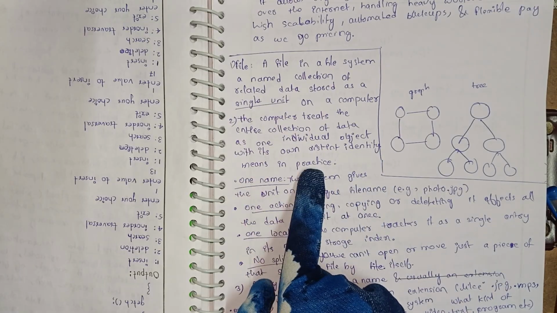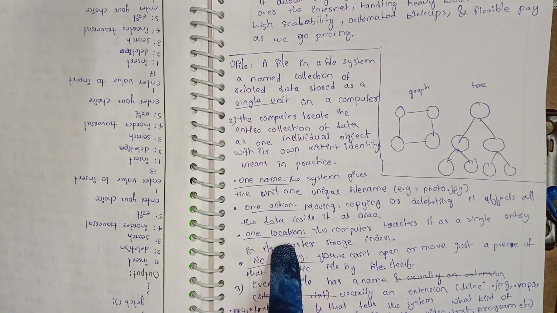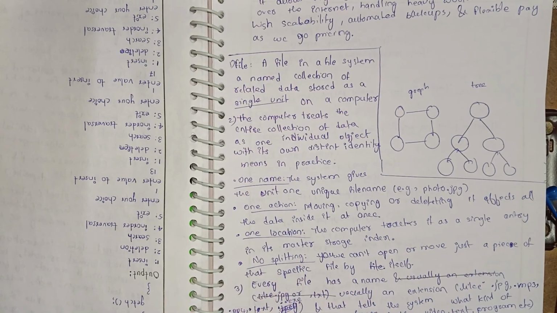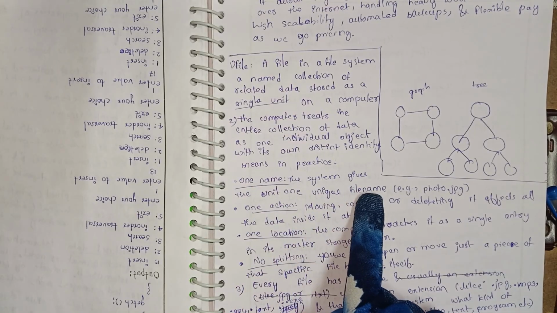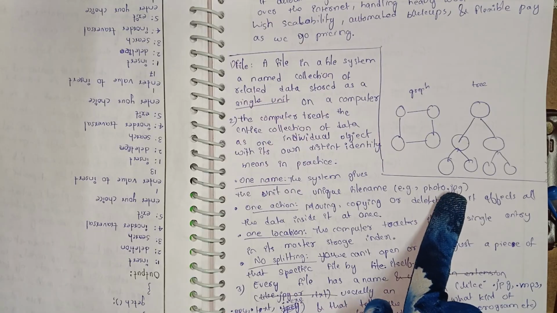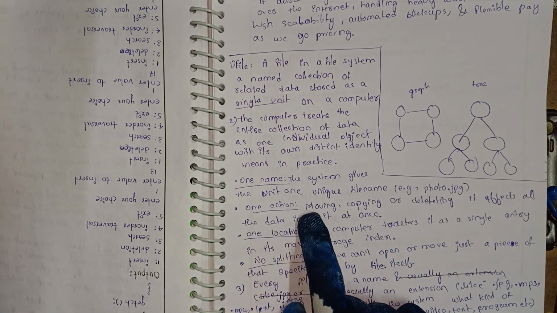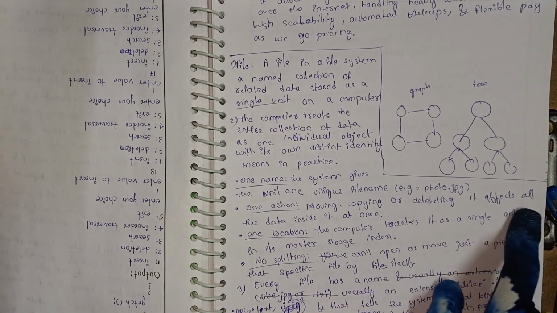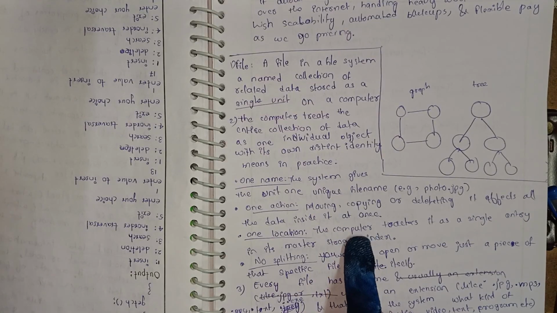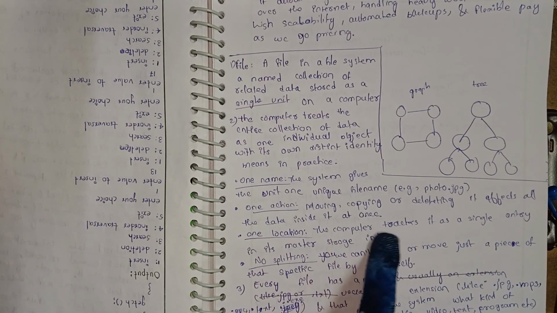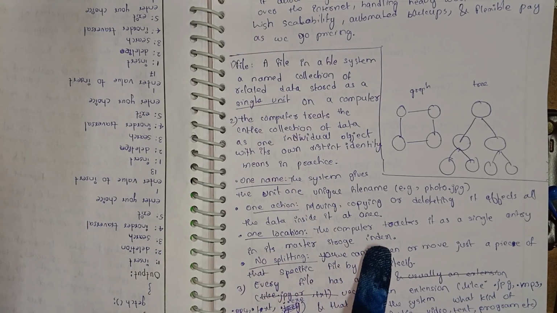So in practice, single unit means one name, one action, one location, no splitting. One name means the system gives the unit one unique file name, example photo.jpg. And one action means moving, copying, or deleting affects all the data inside it at once. And one location, the computer tracks it as a single entry in its master storage index.